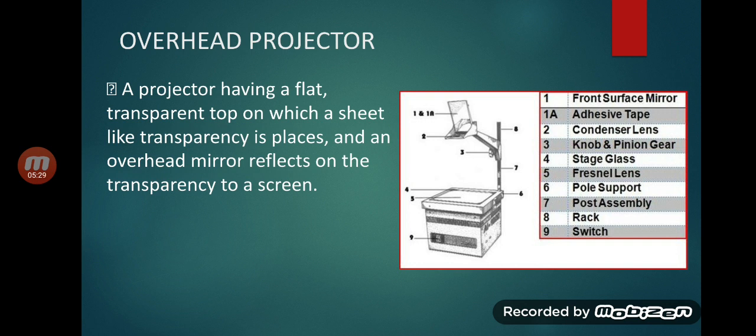These are the parts I'm showing here in the picture, the main parts of this OHP. This is a transparent flat top on which we can keep a transparent sheet, and then an overhead mirror will be there. That mirror will reflect the image of the sheet onto the screen.